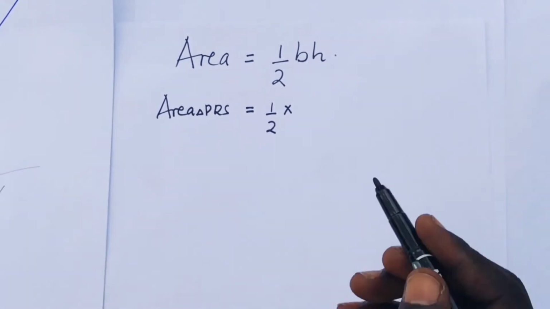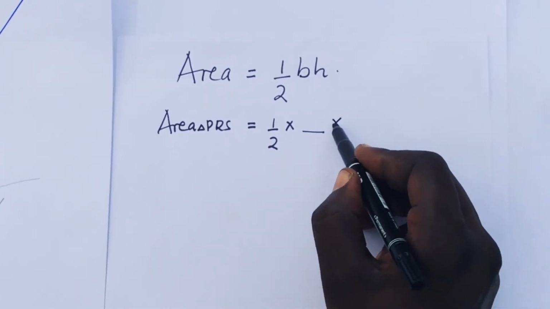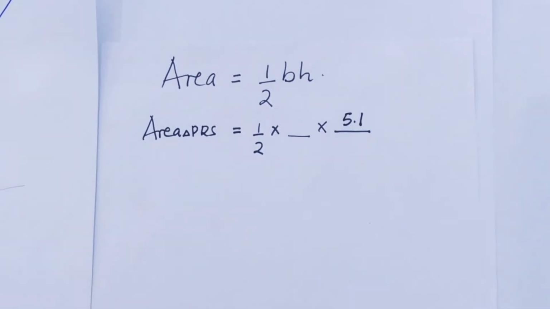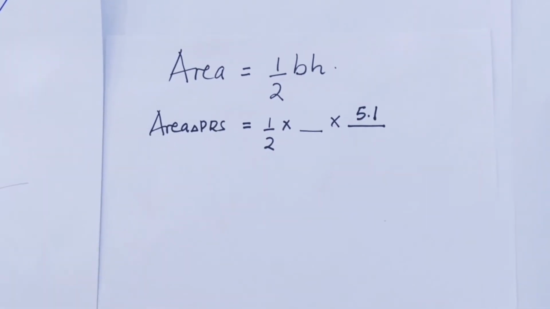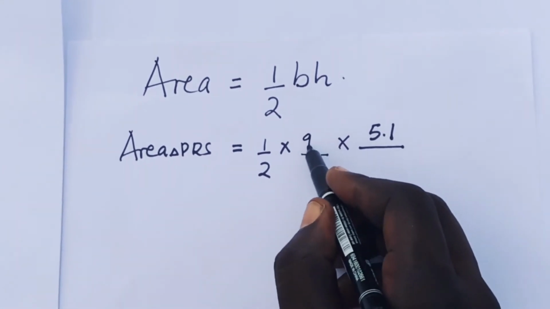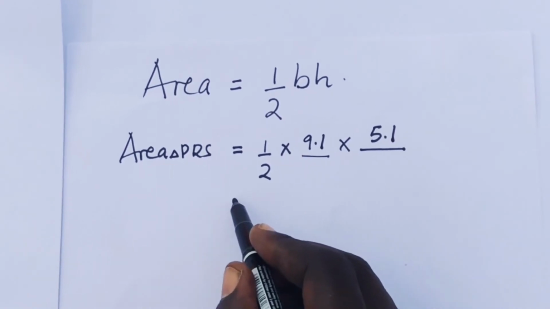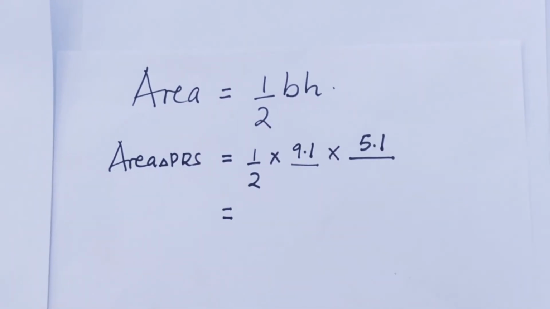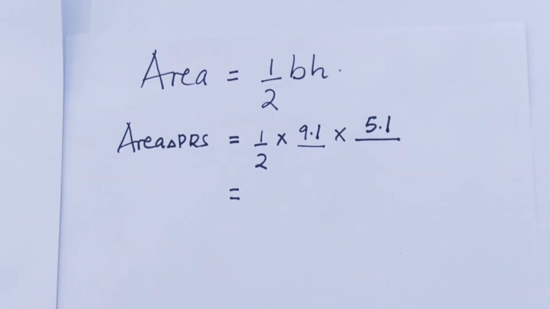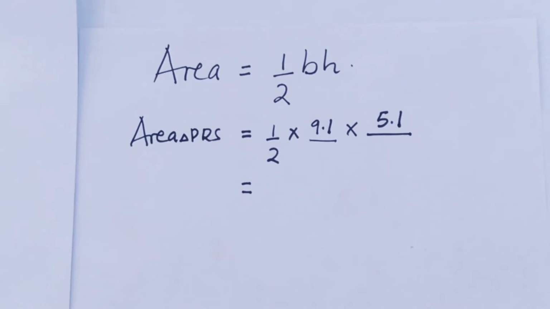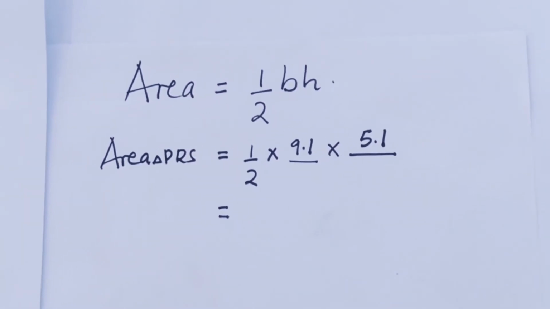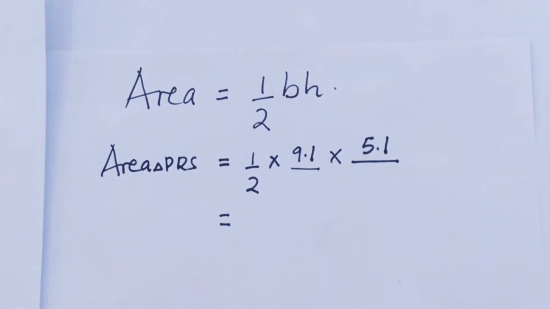So therefore, when we go back to our formula now, we need to fill in for the base and for the height. The height we've got is 5.1. And the base is running from P to S, so it will be 6 plus 3.1. That will give you 9.1. Now there you have to utilize your calculator and get your area very well. And that will give you a correct value. I will request you utilize your calculators and give us the value right there. That is for PRS.